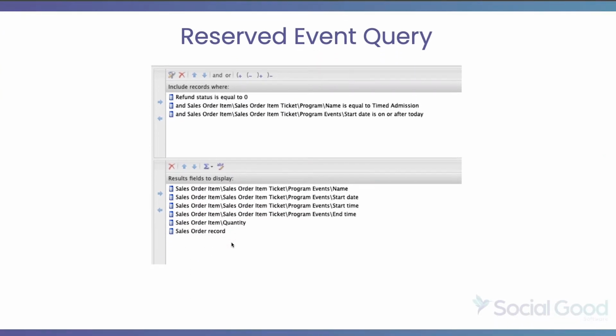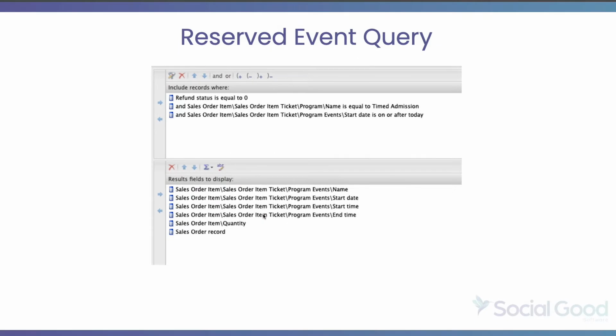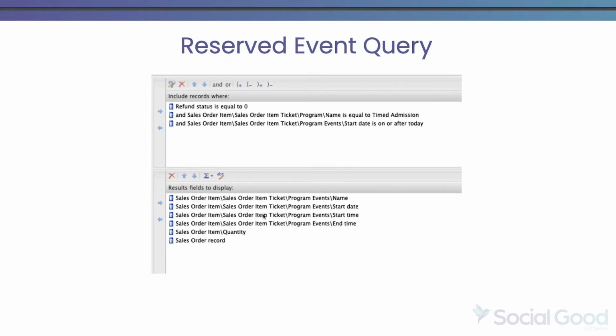But we also need a reserved events query, and this is what allows us to calculate the difference of what was actually sold. Because remember, capacity is just giving us back a number, 100, 200, whatever capacity you have set. The reserved events query allows us to see everything that has been sold. So this is looking at things that have not been refunded with this particular program, where the start date is on or after today. Then it shows you here all of the different items that it's outputting.